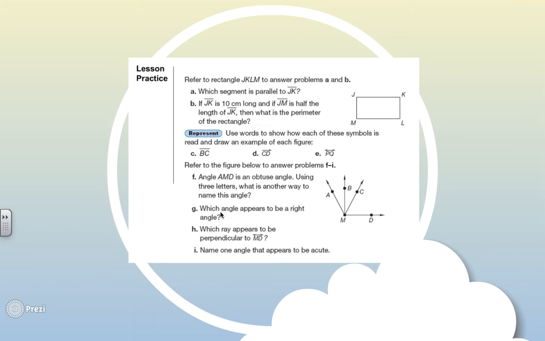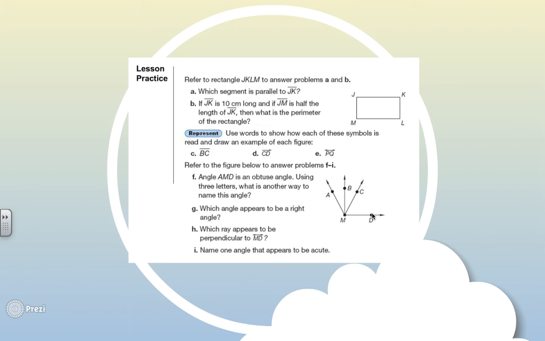And then which angle appears to be a right angle? All right, which angle here, out of all these lines and angles, which one, if you put them together, would equal a right angle? All right, which is a 90-degree corner edge. All right, and which ray appears to be perpendicular to line MD? So if this MD goes on forever, all right, it's one line. What line is perpendicular to it? And that would create a 90-degree angle.